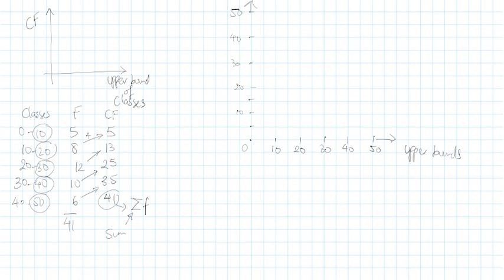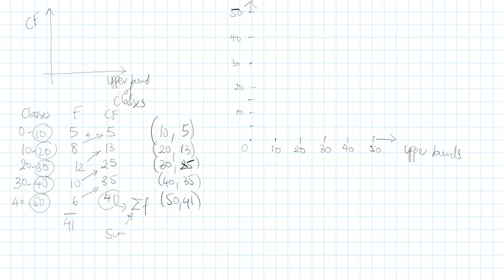So what do we need to plot? We need to plot the upper bound as the x and the CF as the y. So in terms of coordinates, it looks like that. The upper bound here, the CF here. So 10, 5 is the first coordinate. Second coordinate would be upper bound 20, CF 13. Third coordinate would be 30, 25. Right, and 40, 35, and 50, 41. So these will be the coordinates you plot.